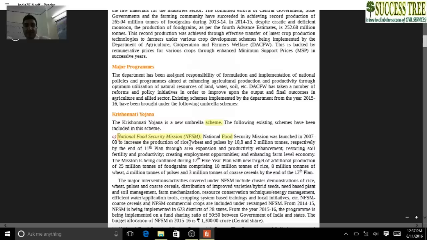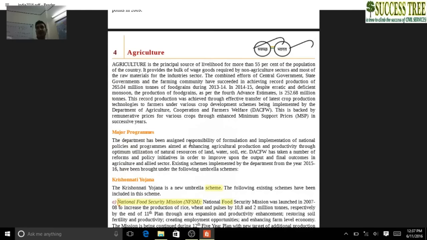Okay, now we come to the next chapter, that is agriculture. So agriculture, even in this budget, our government has given a lot of focus, more focus on agriculture and rural development.